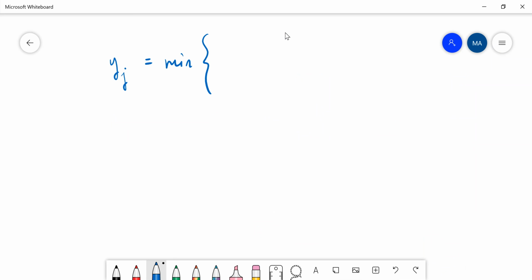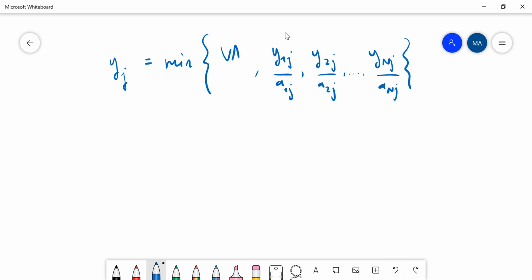Because you have y1j over a1j, y2j over a2j, sorry, let me write it again. You have y1j over a1j, y2j over a2j, dot, dot, dot, ynj over anj, and here you have the value added. I'm going to explain what it is in a moment.